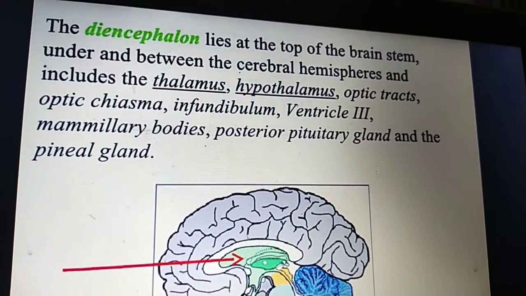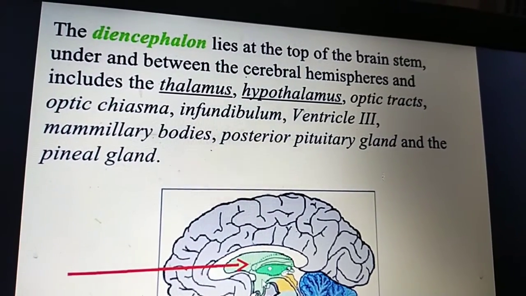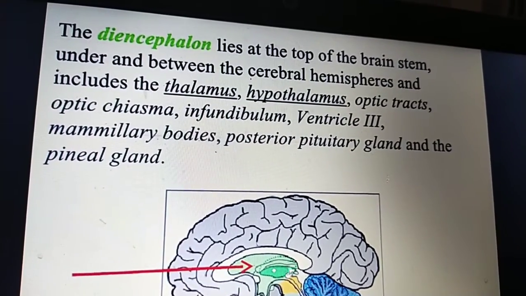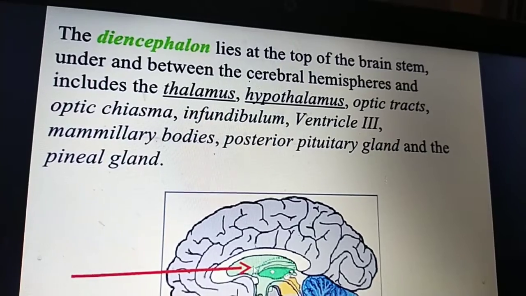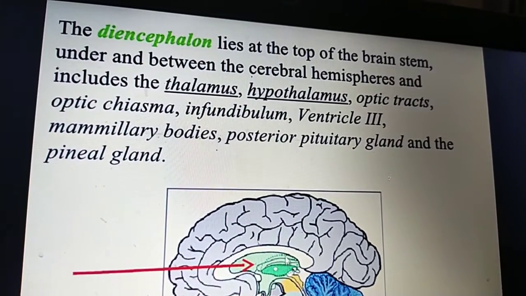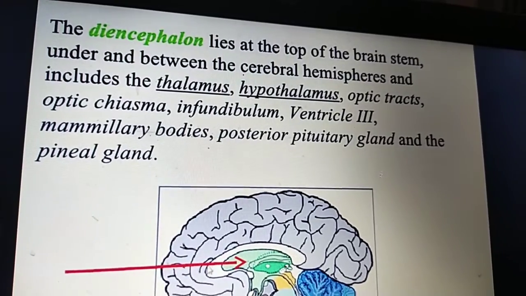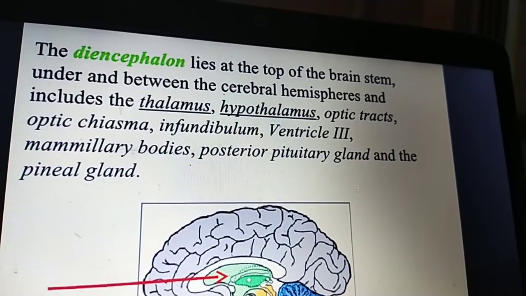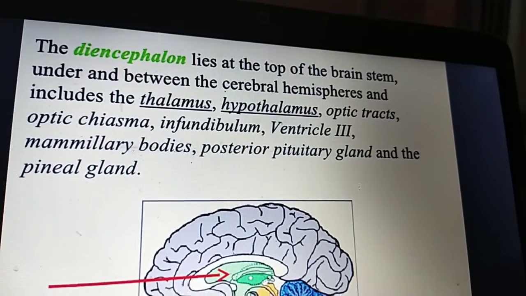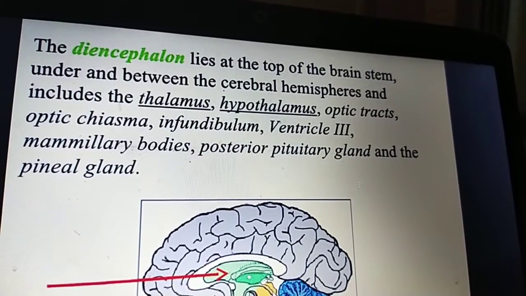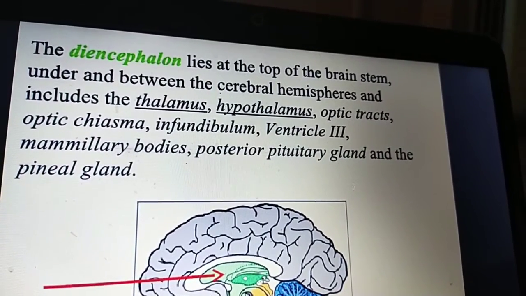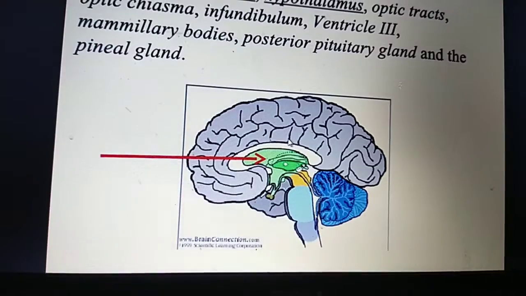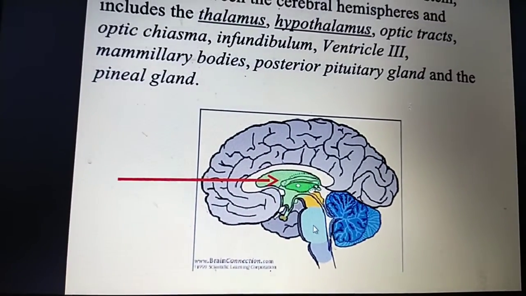This is the pineal gland, this is the pituitary, this is the thalamus, and this is the hypothalamus. Here you can see the third ventricle, and here you can see the connection between the fourth ventricle and the third ventricle. You can go for the next slide. This is the midbrain, the third ventricle, and this is the fourth ventricle, and here is the central canal.